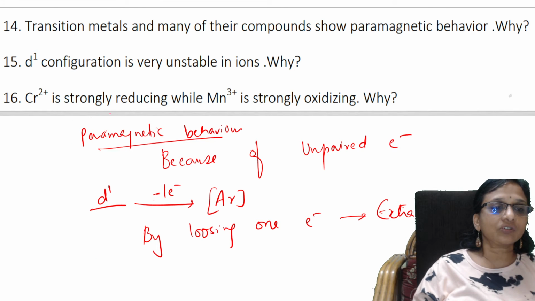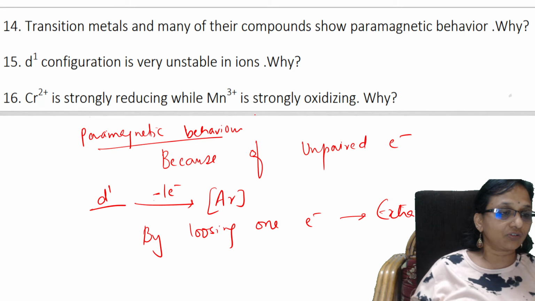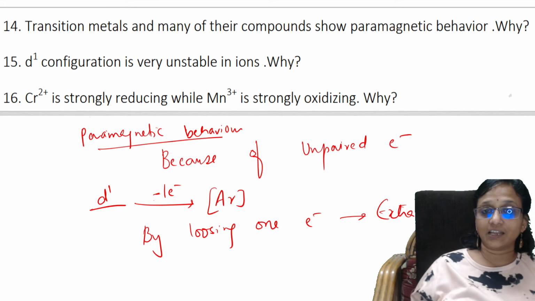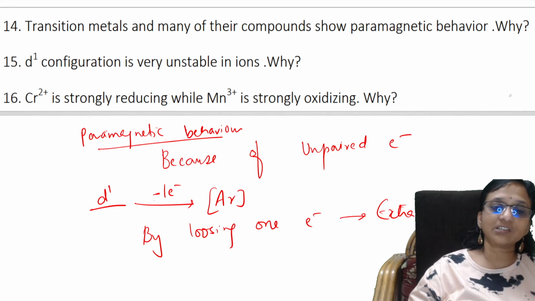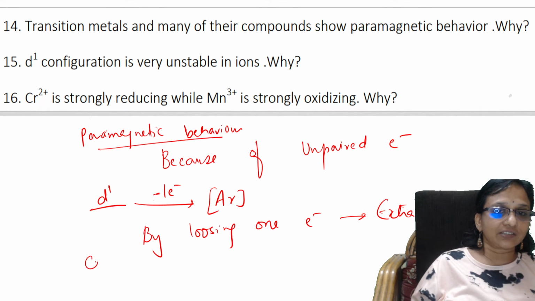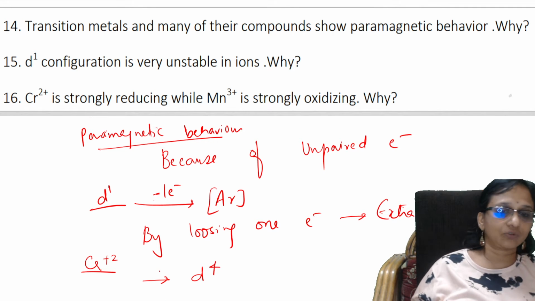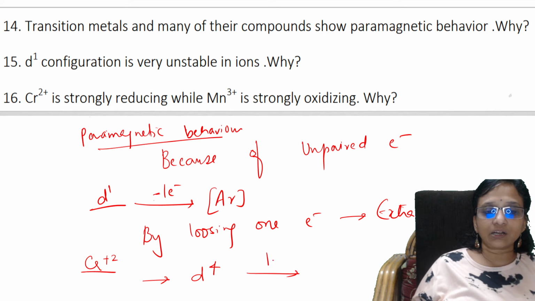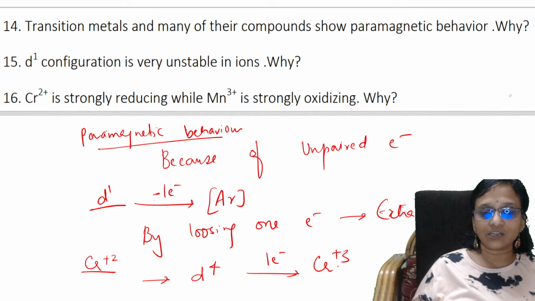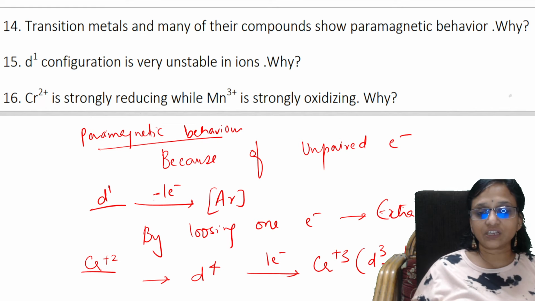Chromium plus 2 is strongly reducing while Mn plus 3 is strongly oxidizing. Now, do I have place in the next page? I don't have place, so just see. I'll just write for you. Check. Chromium plus 2, I'll just make it simple. Careful, students. Cr plus 2, after losing electrons, has d4 configuration. What does it do? It will donate one electron and become Cr plus 3. Now the configuration is d3. So this is the stable t2g set, half filled. This is very, very stable.